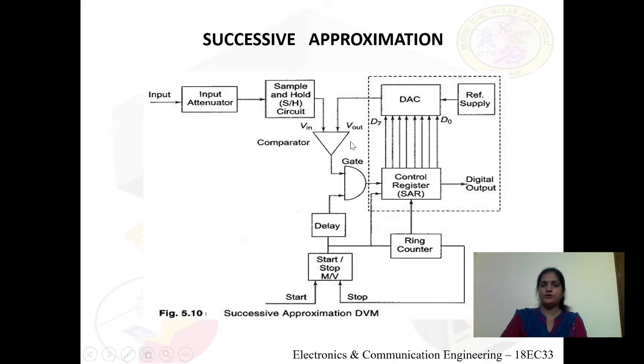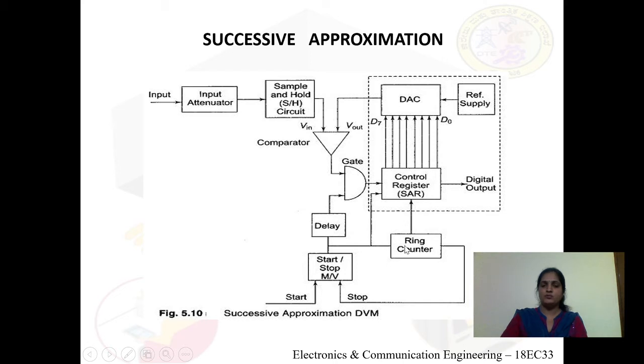So we need to remember two conditions. If Vin is greater than Vout, the output is positive. If Vout is greater than Vin, the output of the comparator will be negative. If positive, just set the MSB bit. If it is negative, reset the MSB bit and set the next bit. So this output will be available as the digital output.